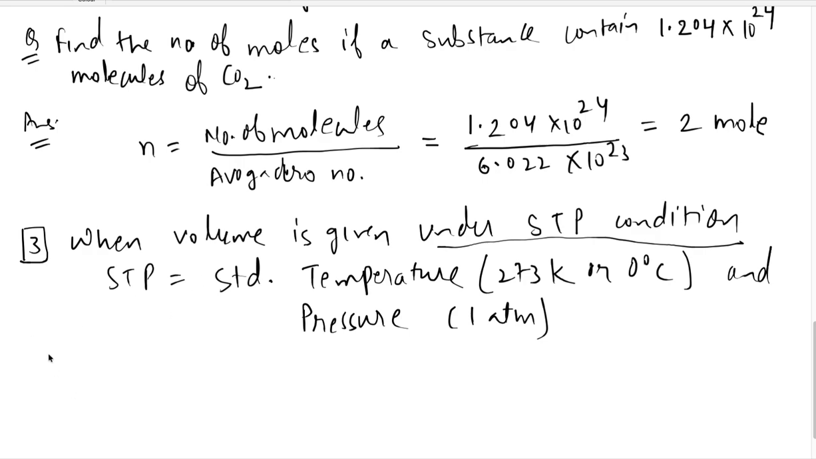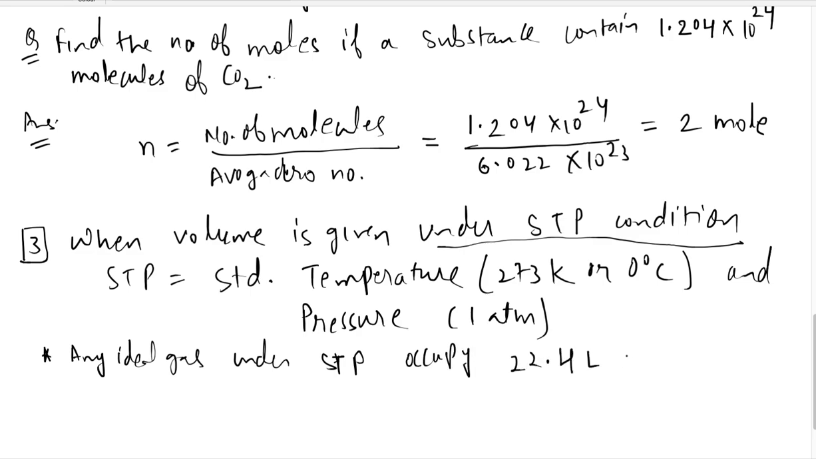Okay, so before this, always remember, any ideal gas under standard temperature and pressure, that is STP, occupies 22.4 liter of volume. Please remember that. Okay, this is one thing that you need to remember.